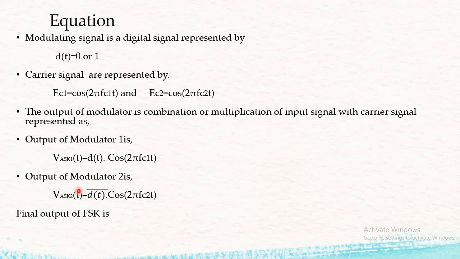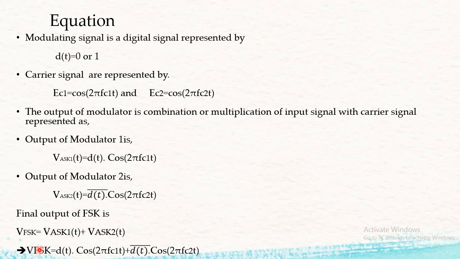Now what is the final output of FSK? The final output of FSK is a combination of the first ASK output with the second ASK output, and this is shown as V_FSK(t) = d(t) cos 2π fc1 t + d(t) bar cos 2π fc2 t. So it means when your first input is high, the second one is low. When your first input is low, the second one is going to be high, and in those cases the frequencies are also different. This is the equation.